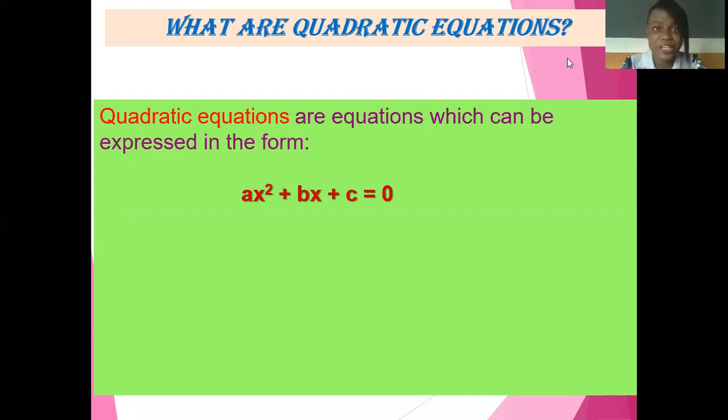Now, what you can see on your screen is what we call the standard form for expressing quadratic equations. Sometimes you can see them expressed in another way, but this is the standard way quadratic equations are expressed, okay? And most times you would have to use this form to solve quadratic equations.